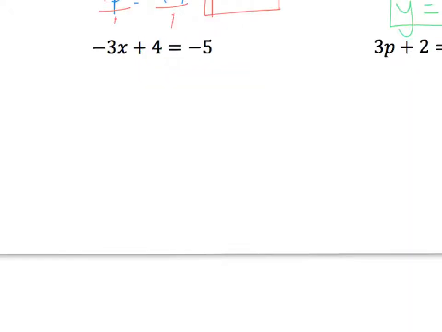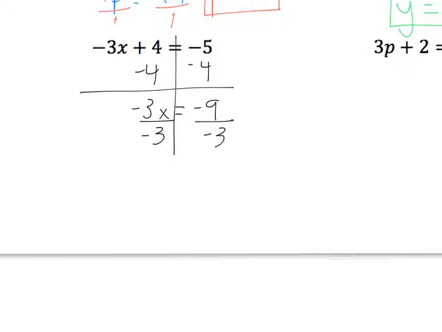Negative 3x plus 4 equals negative 5. Okay, so I'm going to subtract 4 first and get negative 3x equals negative 9, and then divide by a negative 3 and get x equals positive 3 for my final solution.